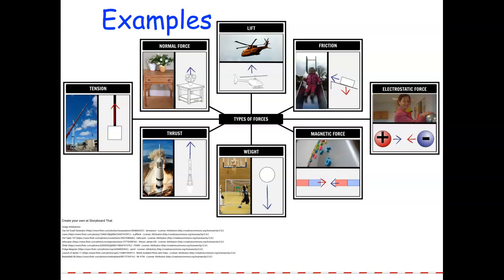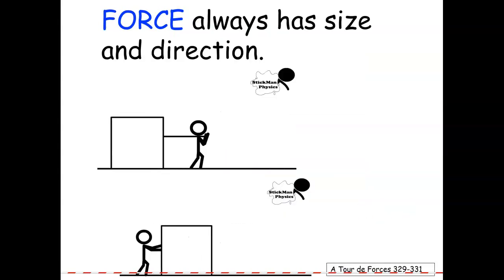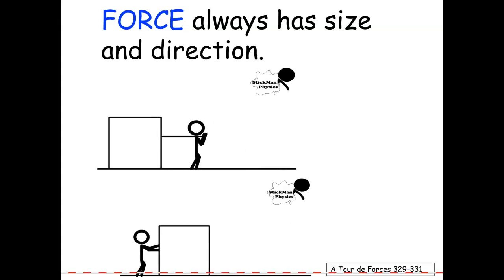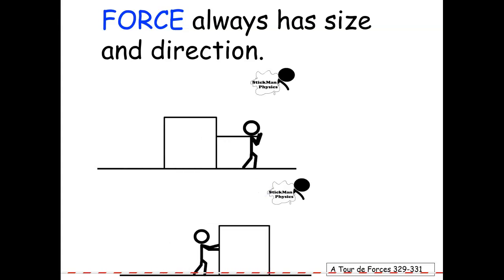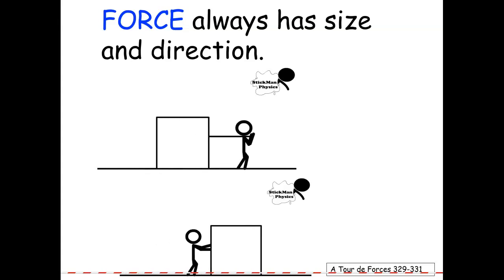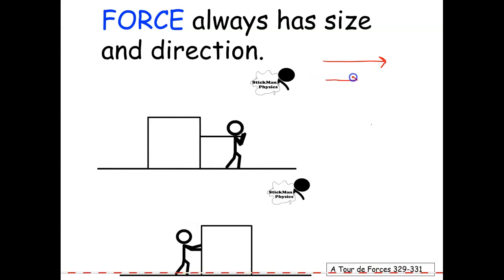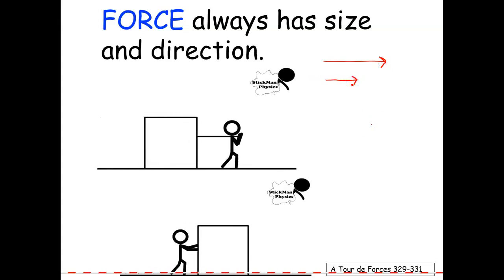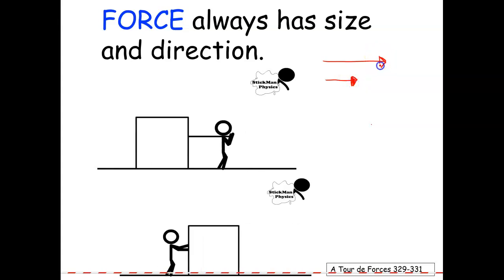So hopefully you've had some time to look over those forces. So we talked about vectors a little bit when we talked about velocity and acceleration. So here we're going to talk about vectors again. Force always has a size and a direction. So the size of the arrow is going to tell you the magnitude of the force. So the bigger the arrow, the stronger the force. It also tells you what direction the force is going to be going in.